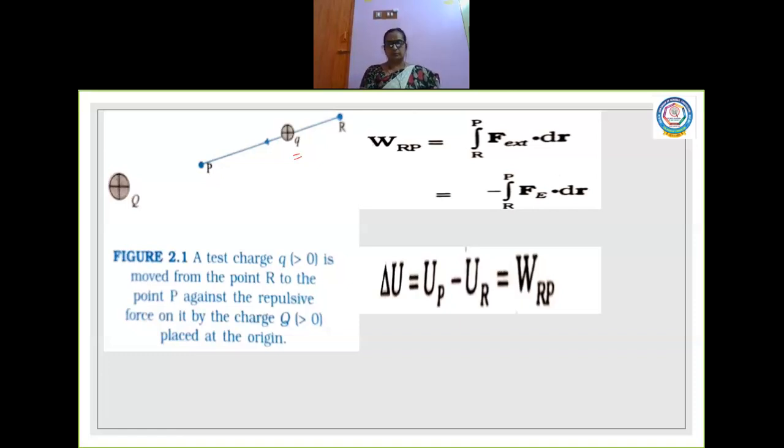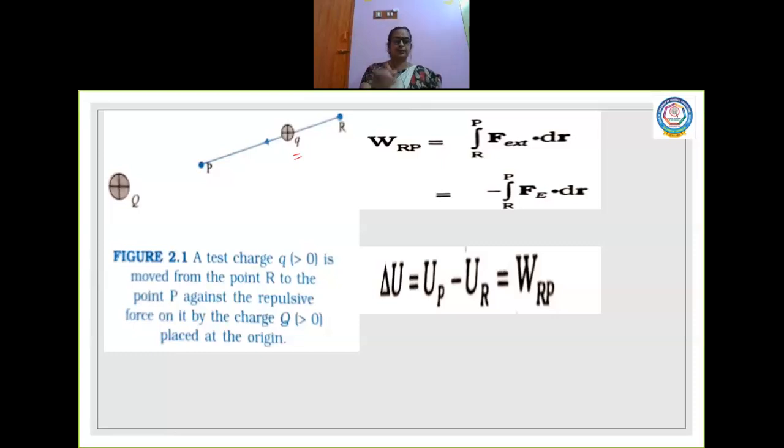So there will be a force of repulsion between these two charges, right? Now what am I going to do? I am going to bring this test charge from the position R to the position P. Now what will be the direction of force of repulsion between these two charges? The force of repulsion will be outward, correct? Now I am going to bring the test charge from R to P. Now what do I do here? I have to do some work, yes or no? So that work is done in the opposite direction to the direction of electric force. Electric force is from P to R, right?